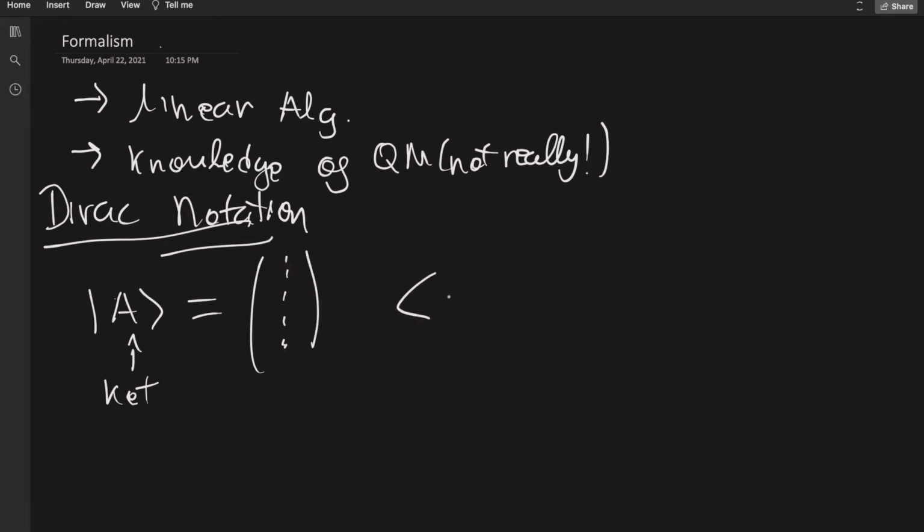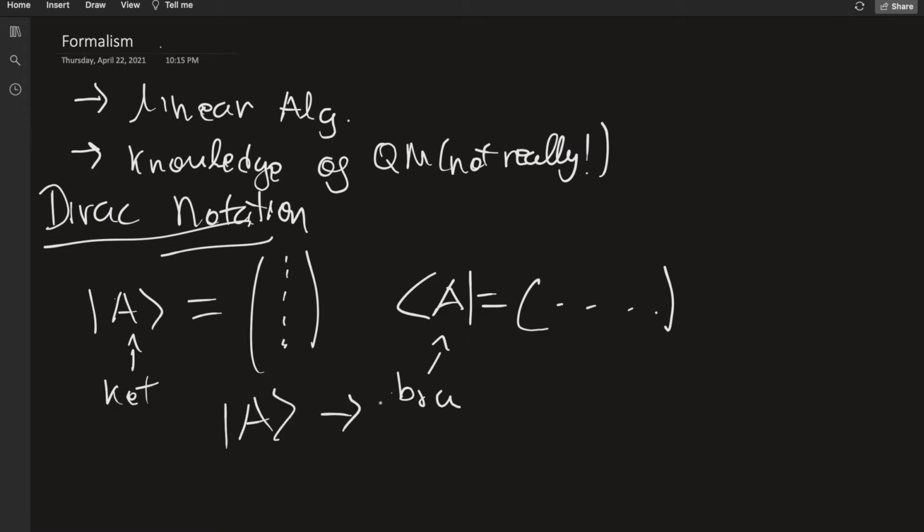Now, if we want to represent a row vector, we do this. You just invert the signs. This is a bra. So together, the bracket, right? This is just a row vector. What's the relation between the two, though? How can you go from this to this? You just do a conjugate transpose.